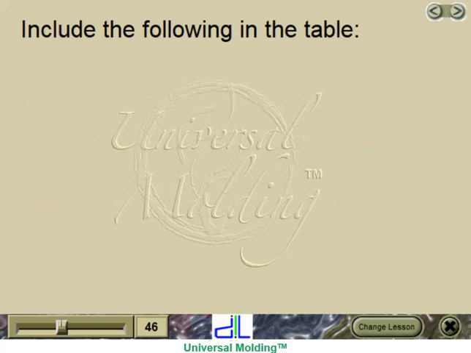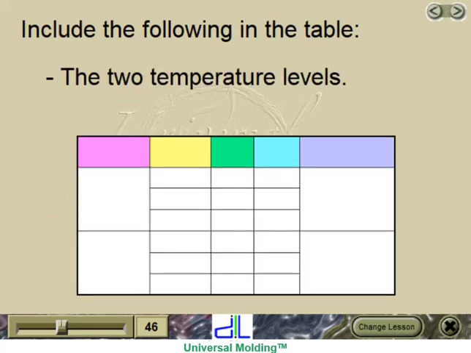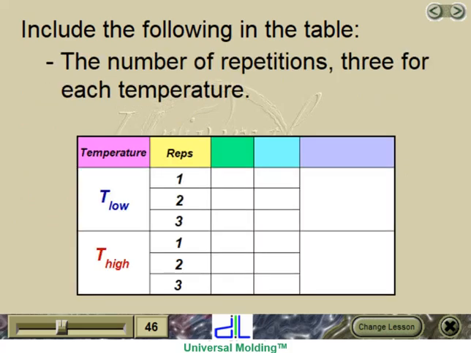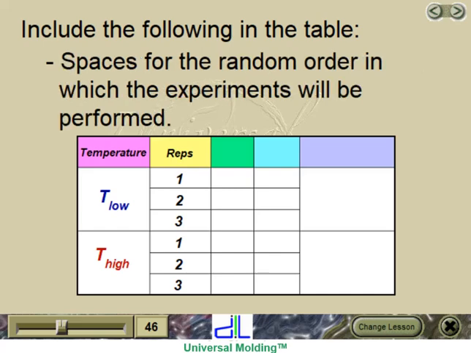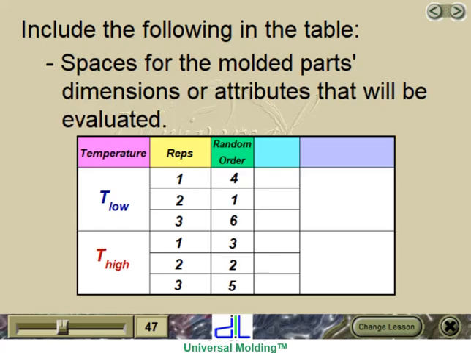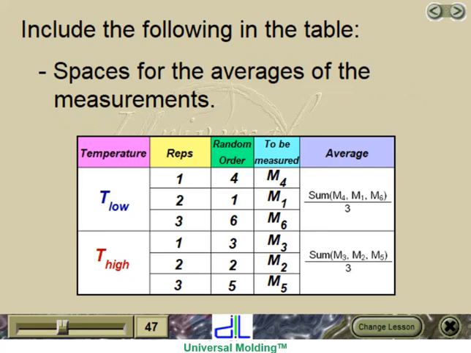Include the following in the table: the 2 temperature levels, the number of repetitions, 3 for each temperature, spaces for the random order in which the experiments will be performed, spaces for the molded parts dimensions or attributes that will be evaluated, and spaces for the averages of the measurements.